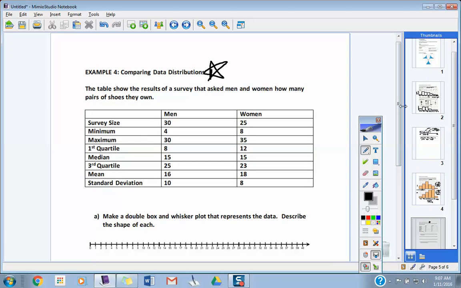All right, here we go. What I want to do is this, guys. We're going to make a table that shows how many pairs of shoes each person owns. And we're going to do this in a box and whisker plot. We're going to make a double box and whisker plot that represents the data in each shape. So what's listed first here, men or women?